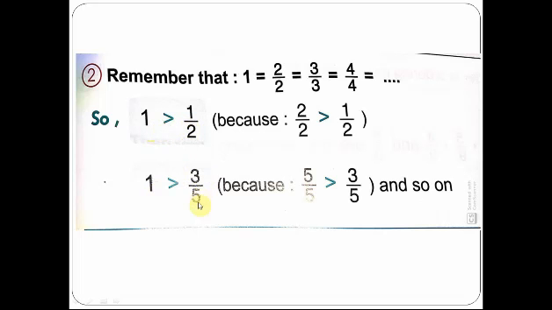1 and 3/5. 1 equals 5 over 5. And I have 3/5. The same denominator, the bigger numerator is the greatest. So 5 over 5 is bigger than 3/5. So 1 is bigger than 3/5.